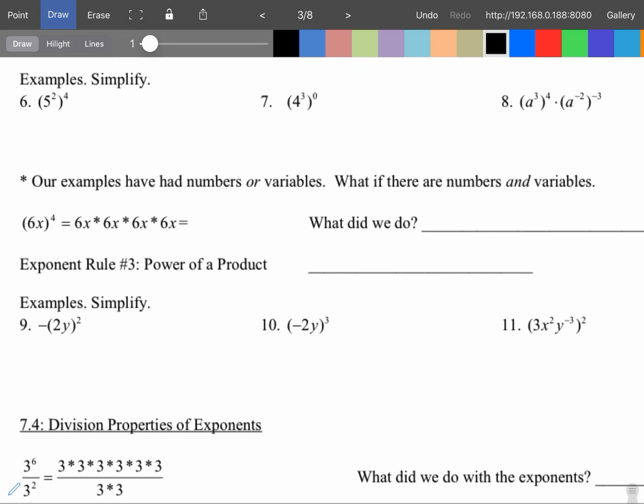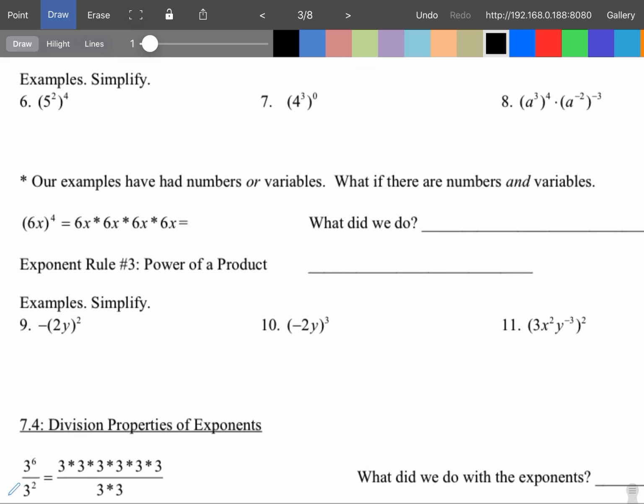All right, so first thing, let's see on number 9. The first thing you want to note on that one is that negative right there, that second power right there, that is not on the negative. This is really like -1 times 2y to the second power. Like that.